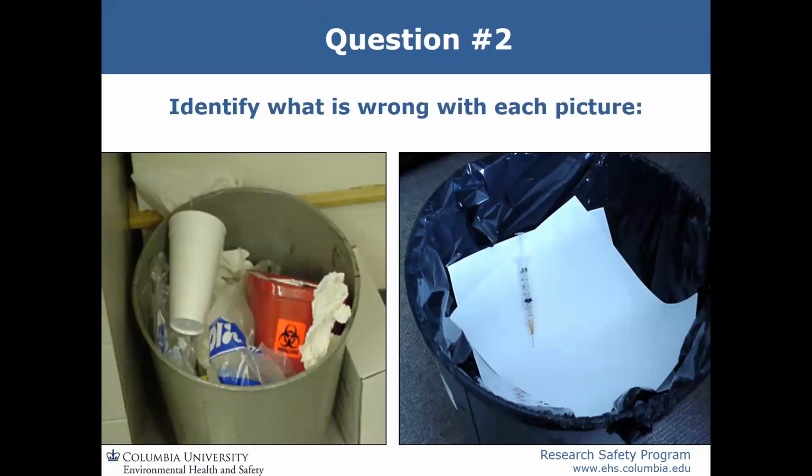Okay, so identify what is wrong with this picture. You'll see on the left that there is actually a biological red bin in the regular garbage. So obviously that is not allowed. And on the right, you'll see a needle in the regular garbage. So what would we do if we saw either of these? Either contact your supervisor or contact EH&S. Most importantly, do not try to handle this yourself, especially the sharps container, because you could be at risk of getting punctured by the syringe.